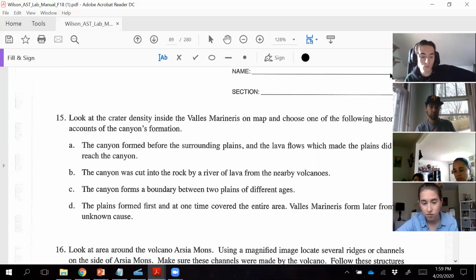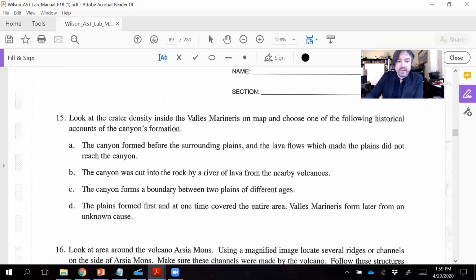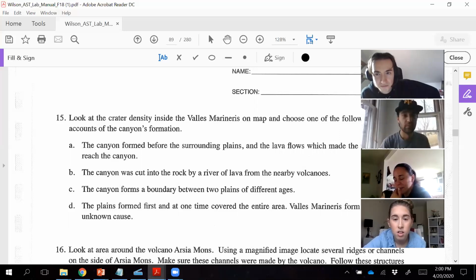Look at the crater density inside Valles Marineris and choose one of the following historical accounts of the canyon's formation. A, the canyon formed before the surrounding plains, and the lava flows which made the plains did not reach the canyon. B, the canyon was cut into the rock by a river of lava from the nearby volcanoes. C, the canyon forms a boundary. What the hell? Lava doesn't cut into rock like water. Lava paves over stuff. That's a crappy answer.